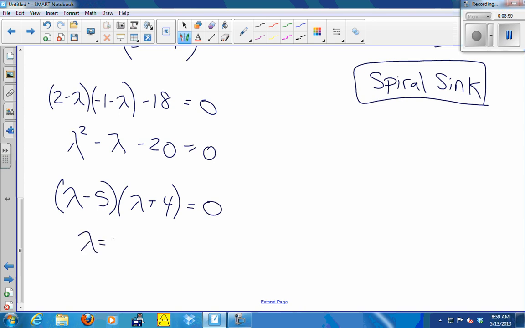So we get lambda equals negative 4 and 5 are my two eigenvalues, which tells you what about the equilibrium point? It's a saddle. Both are real, one positive, one negative. You have a saddle.